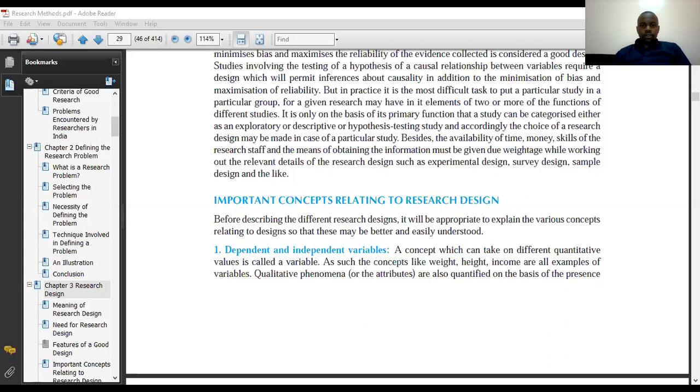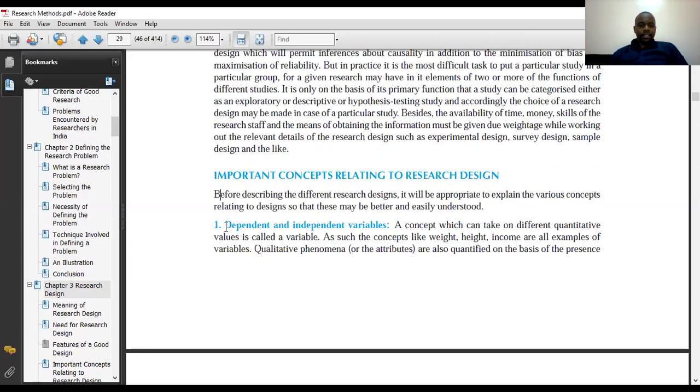Okay, so I hope that you're able to see the screen that I've shared there. We are continuing with where we were. So we were talking about dependent and independent variables.